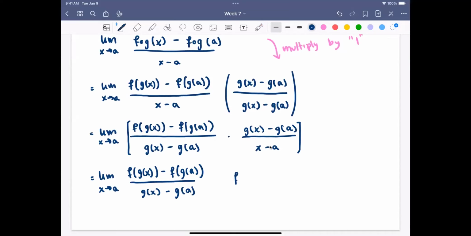And then the right-hand limit is the limit as x approaches a of g of x minus g of a divided by x minus a. Okay, so the right-hand one we recognize to be g prime of a. What about the left-hand one?